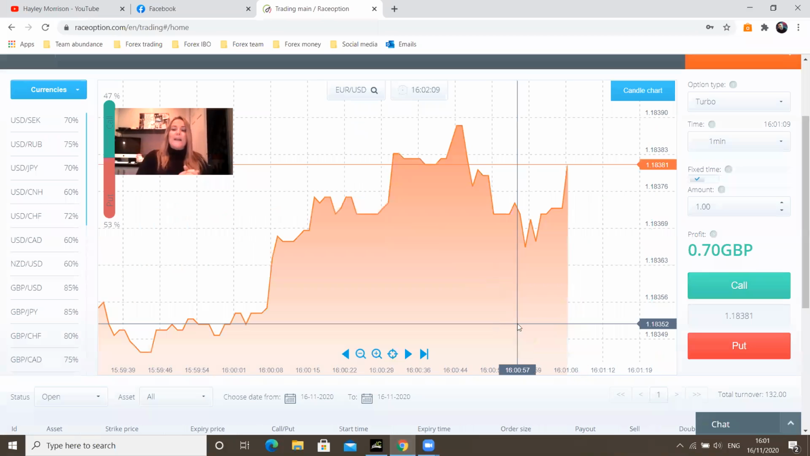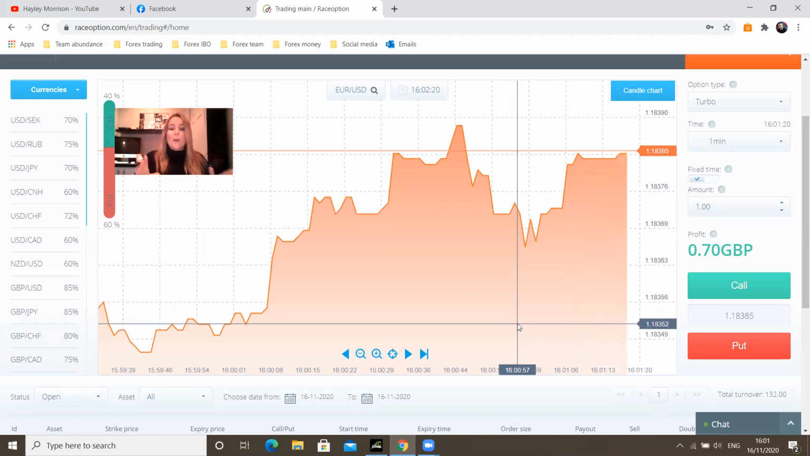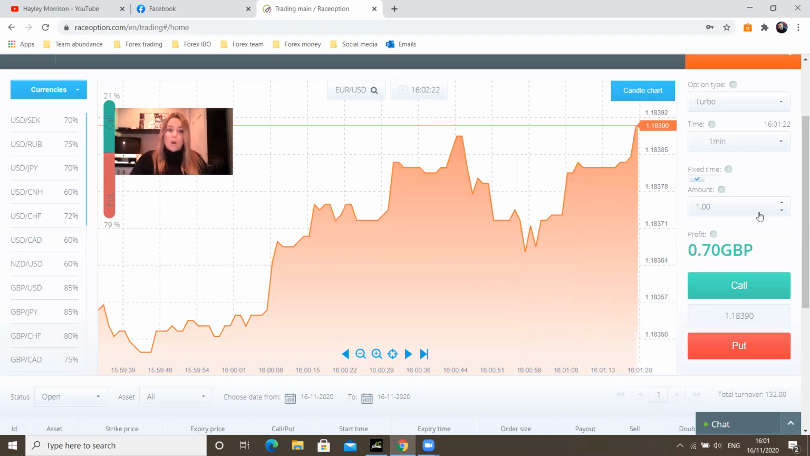So this is the binary account that we have, which is Raceoption. And what you need to do with this is you still need to analyze the market, you still need to have a strategy. Let's say my strategy said, and by the way, we trade this on a 1 minute chart.